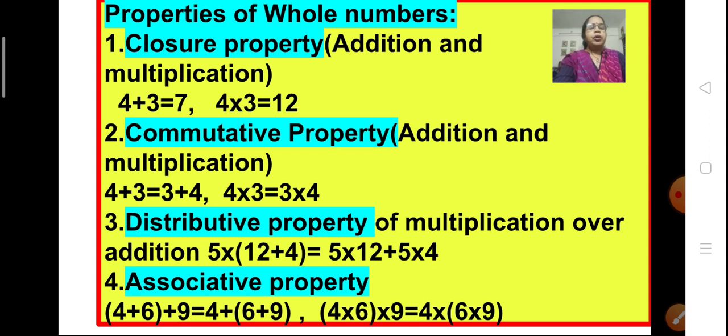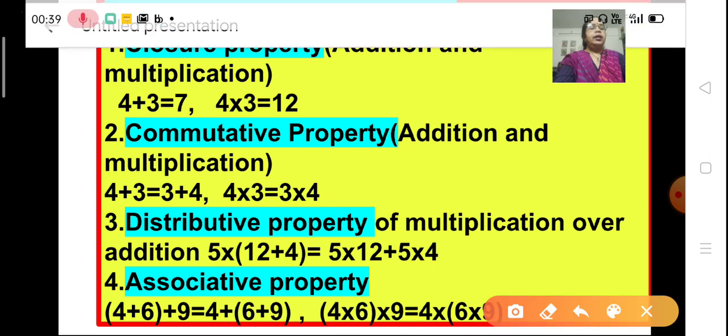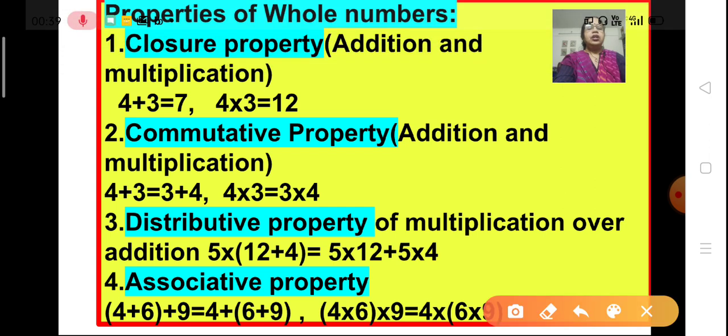What is associative property? When we are adding or multiplying more than 3 numbers, we can group them together in any order, and this also does not change the result. Here you can see the examples.